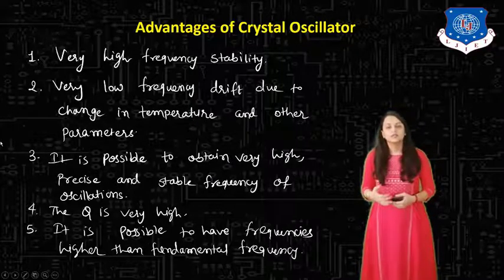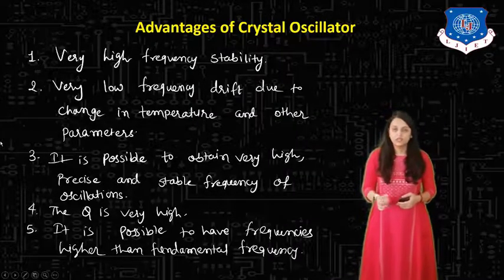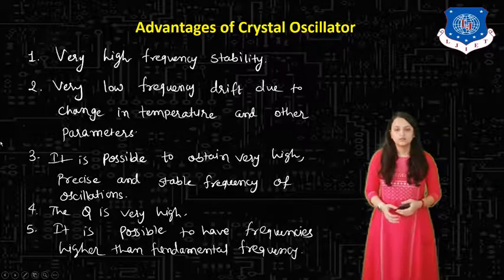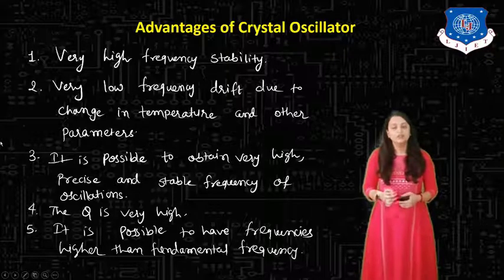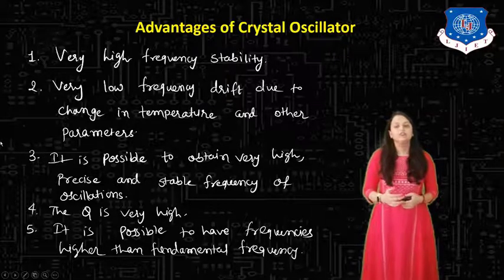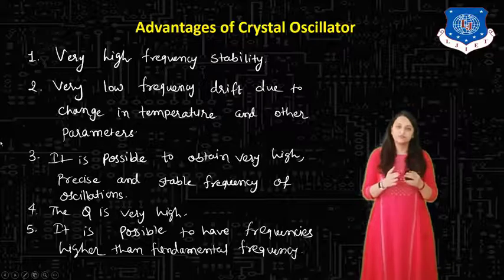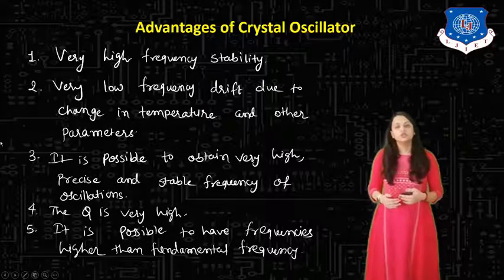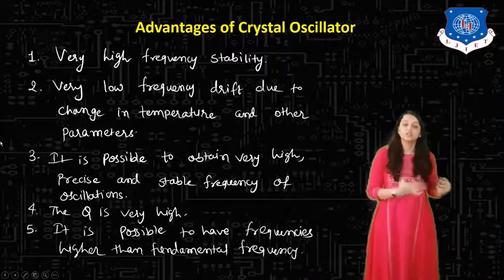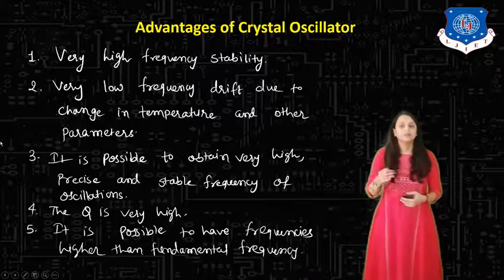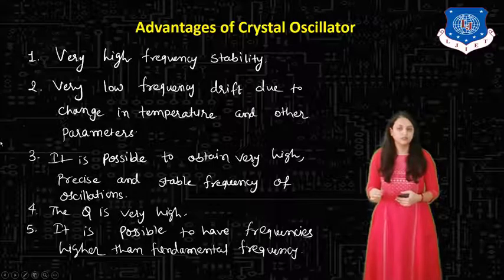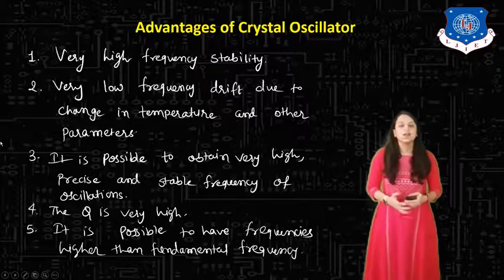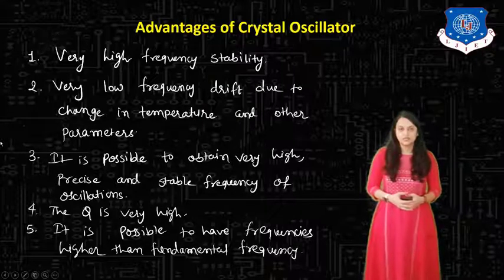Here, the next advantage is that the quality factor Q is very high. Next is that it is possible to have frequencies higher than the fundamental frequencies. That means we have seen the concept of fundamental frequency. If we want to have frequencies other than the fundamental frequency, we can have them using a crystal oscillator. It is possible to generate those different frequencies. So these are the basic advantages of crystal oscillators.